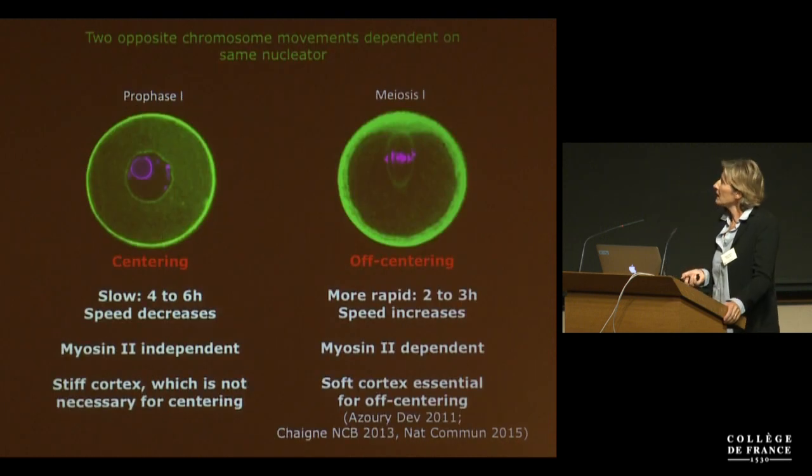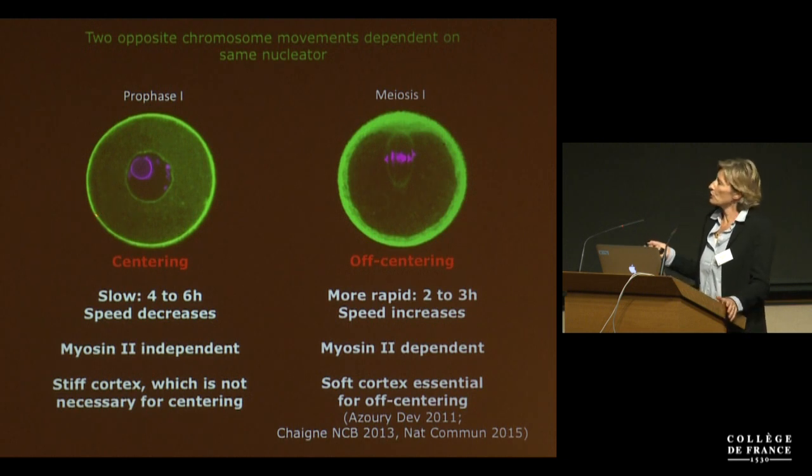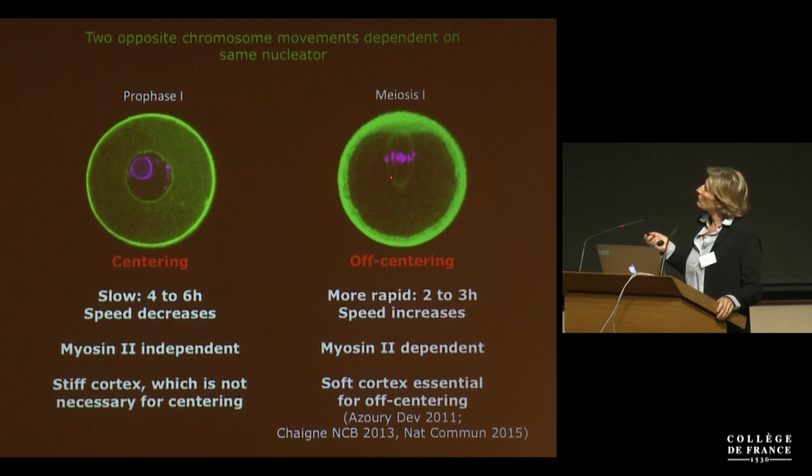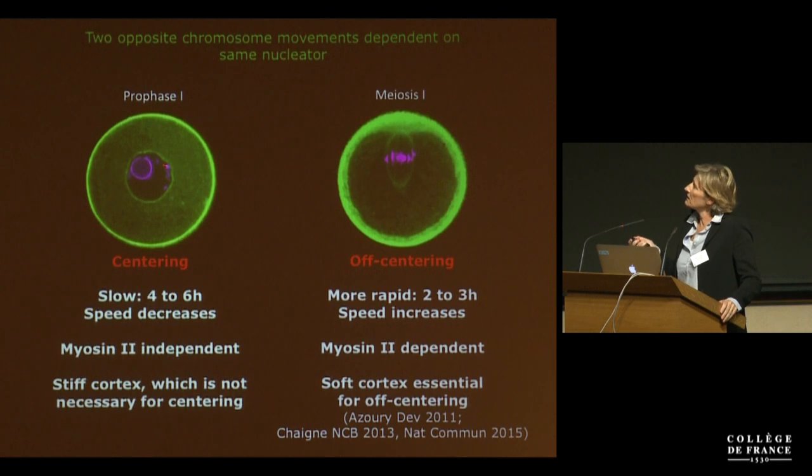And so, in my lab, we have studied two very opposite chromosome motions. One motion that I've just described to you, which is the centering of the nucleus, which happens in prophase of meiosis 1, and just the opposite movement, which is the off-centering of the spindle and the chromosomes that happens in meiosis 1, and which is required for the asymmetry of the division and very important for the physiology of the female gamete. What is interesting is that these two motions, which are opposite, depend on exactly the same nucleators, namely formin 2 and spire 1 and 2, but seem to be using different mechanisms.